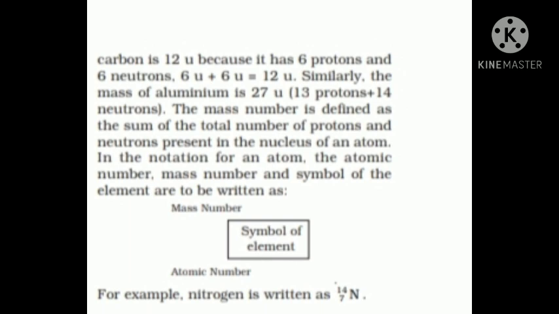In the notation for an atom, the atomic number, mass number and the symbol of the element are to be written as follows. Symbol, and then the mass number should be written as a superscript and the atomic number as a subscript. For example, nitrogen, the symbol N, with 7 on the left-hand side written as a subscript since it is the atomic number, and 14 is the mass number, written as a superscript.